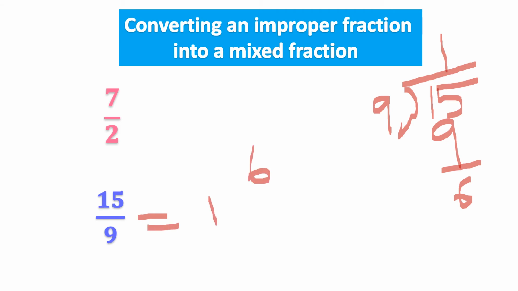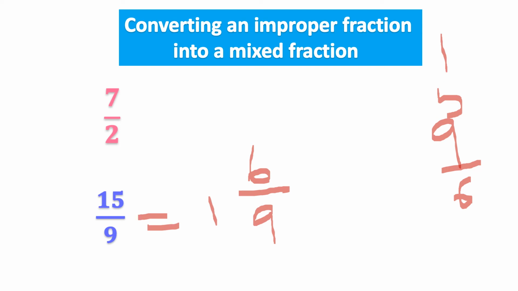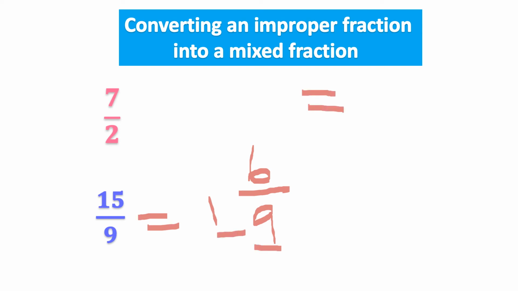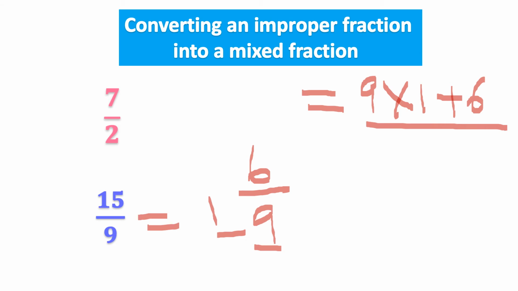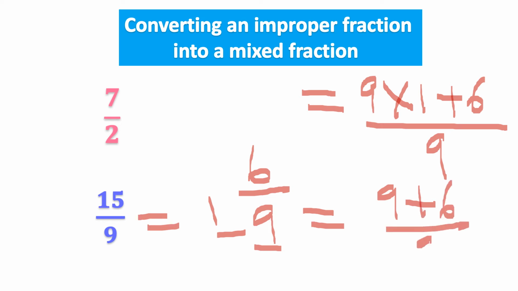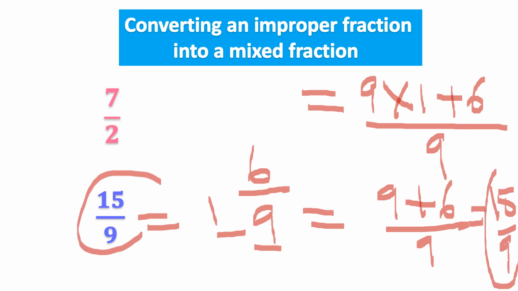1, 6 by 9, right? Now look, same way as I showed you in the previous one, let me convert this. How do I convert it? First I take 9 and 1 and I multiply them. So 9 into 1 plus 6 divided by 9. So 9 into 1 is 9 plus 6 by 9, and 9 plus 6 is how much? 15 by 9. Can you see 15 by 9? So I got 15 by 9 itself.